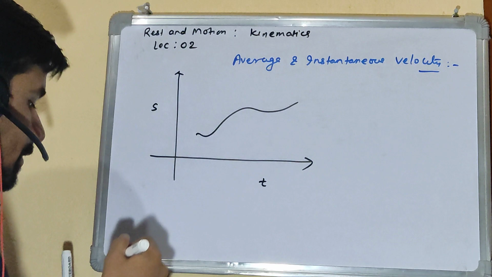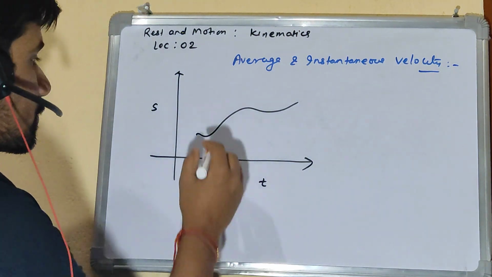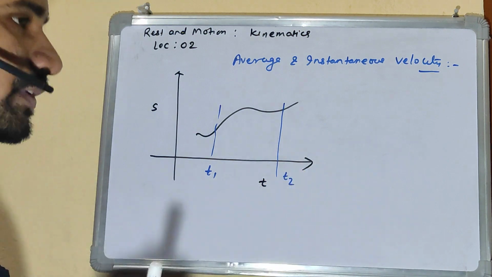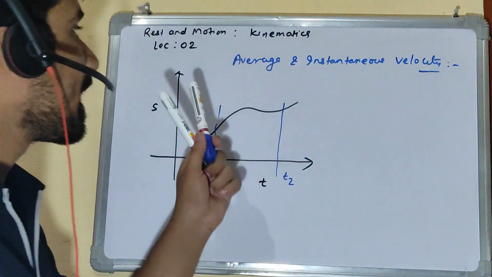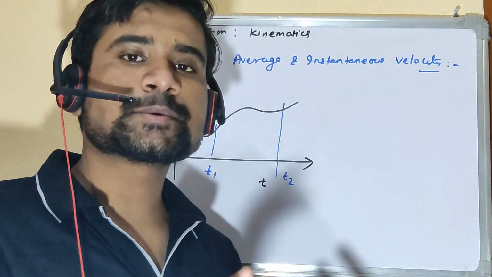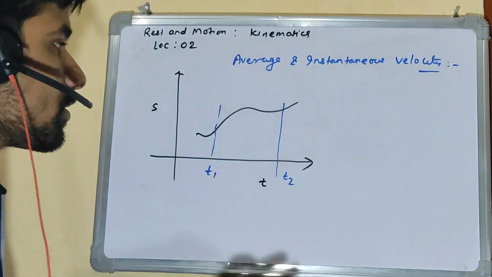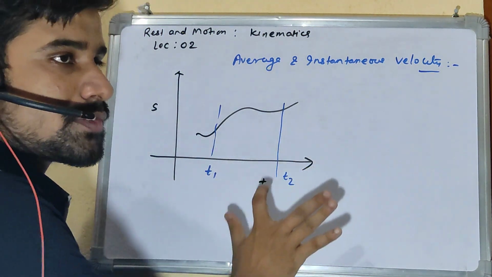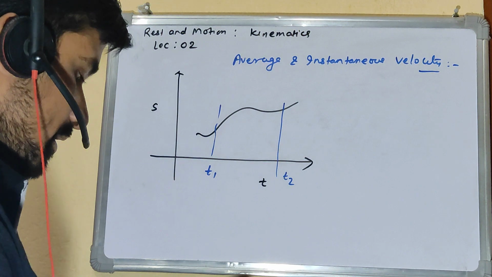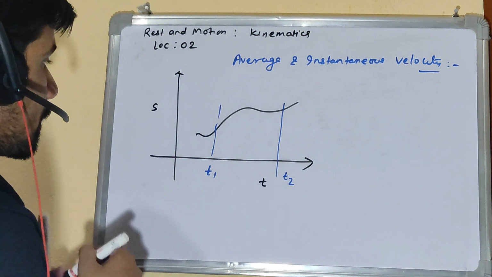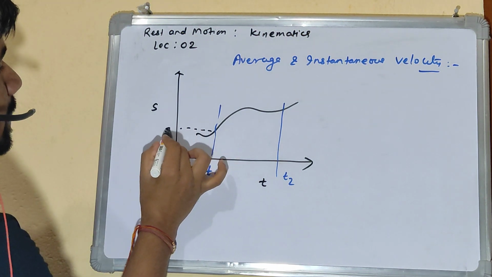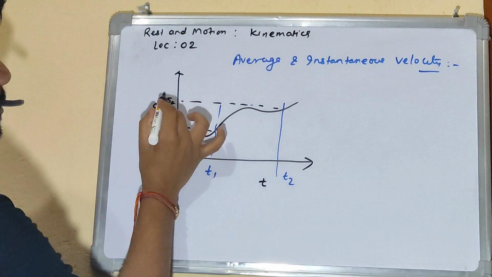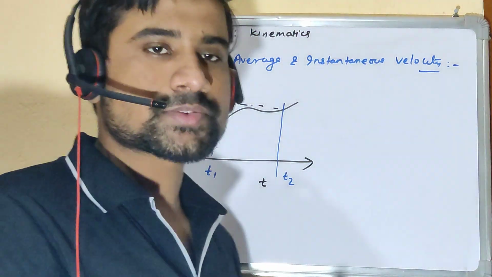And if I'm given two instances, t1 and t2, right? So between t1 and t2, if I need to calculate the average velocity, average quantities depend on the interval only, right? They are not bothered about what is happening in between. So if I need to calculate average velocity between t1 and t2, what I basically need is the displacement at this point, let's say S1, and displacement at this point, let's say S2.